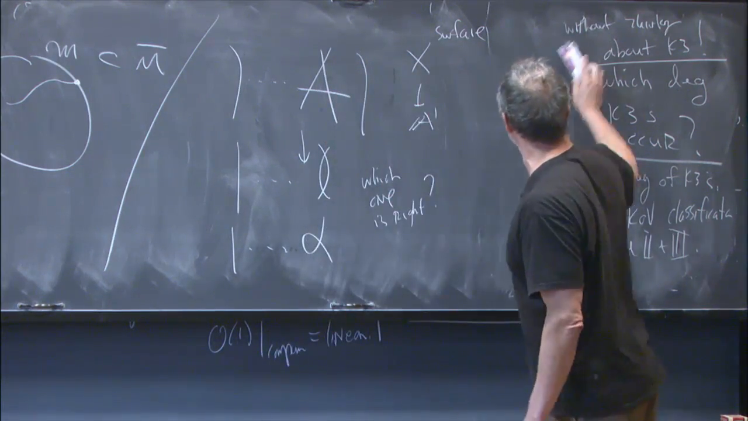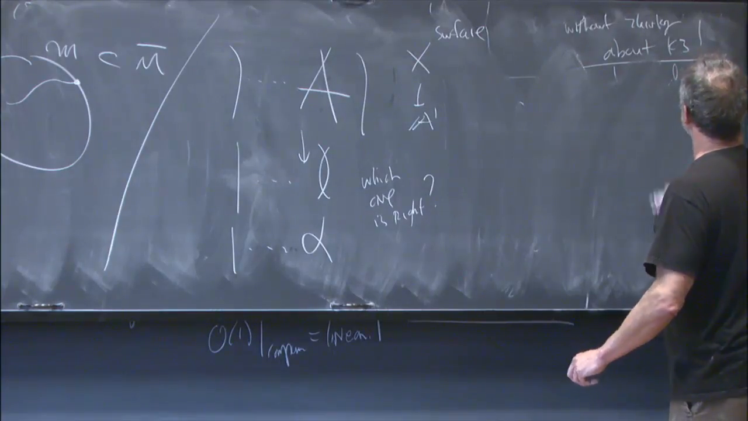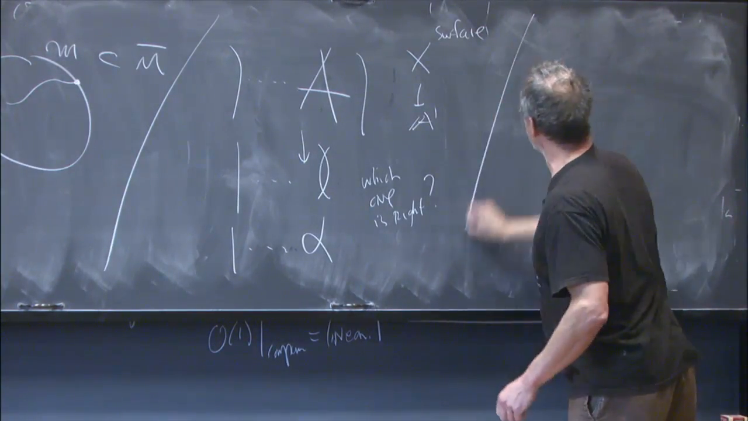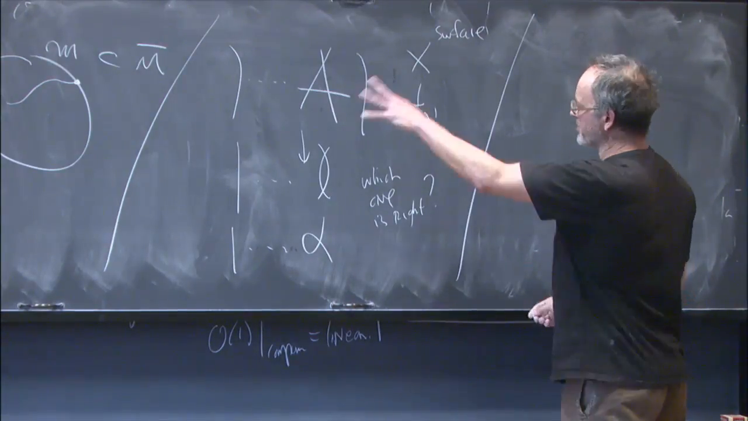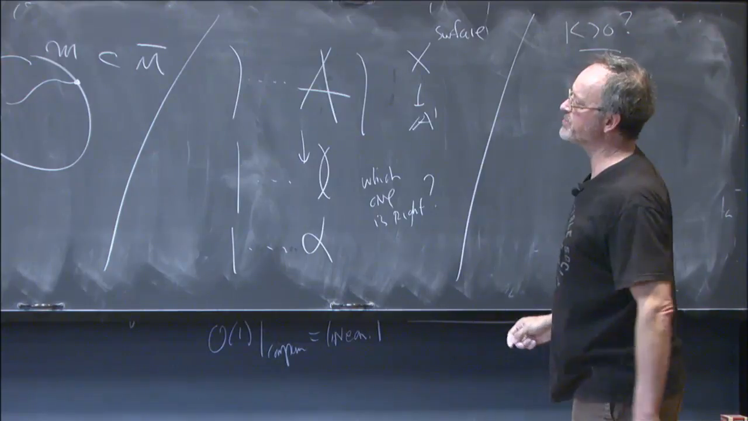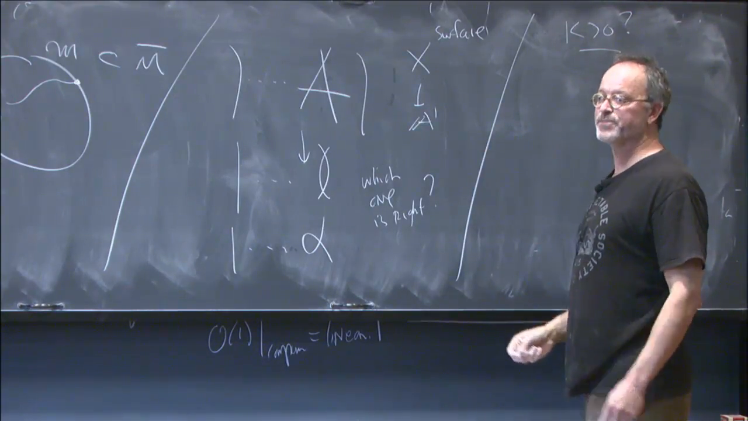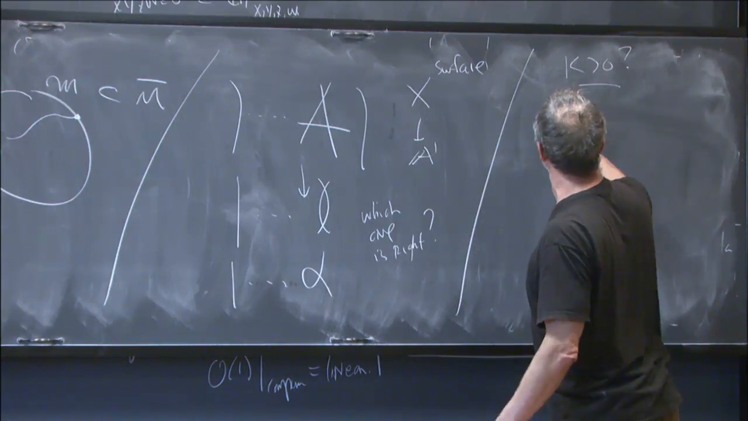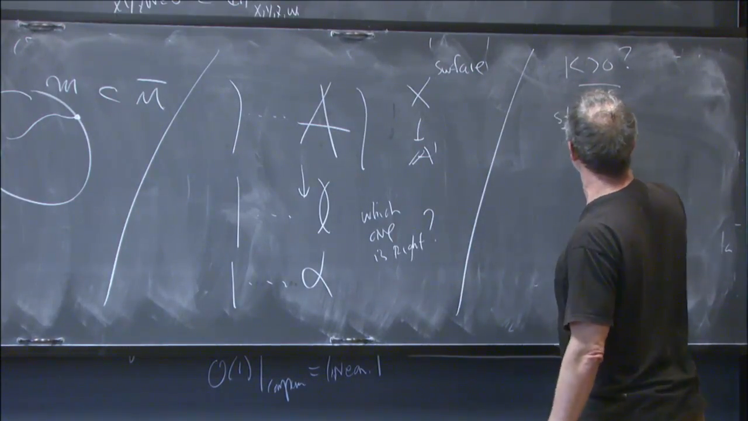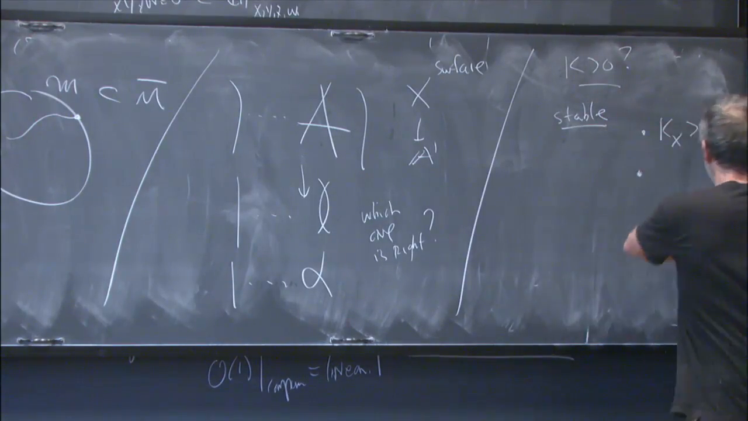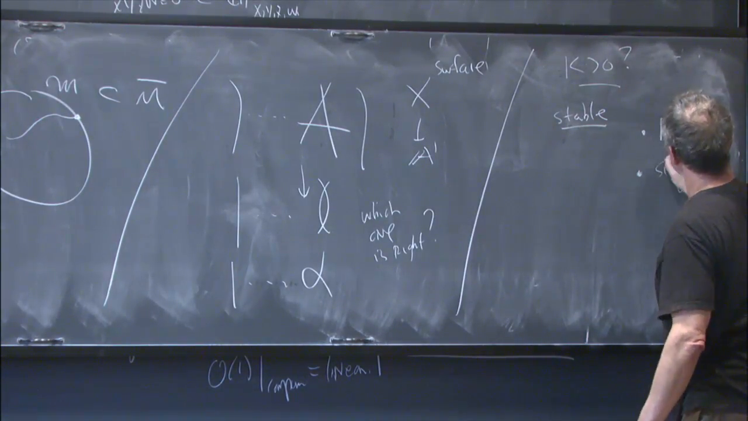Well, by contrast, how about if K is positive? The problem here is that K is trivial. When K is positive, people know what to do. So what do you do? There, you have a notion of stable. Stable means 2 things. It means that K_X is positive. And the second thing is a singularity condition.